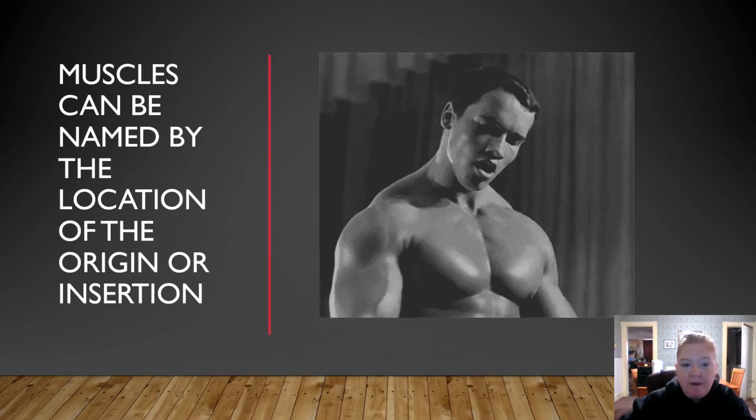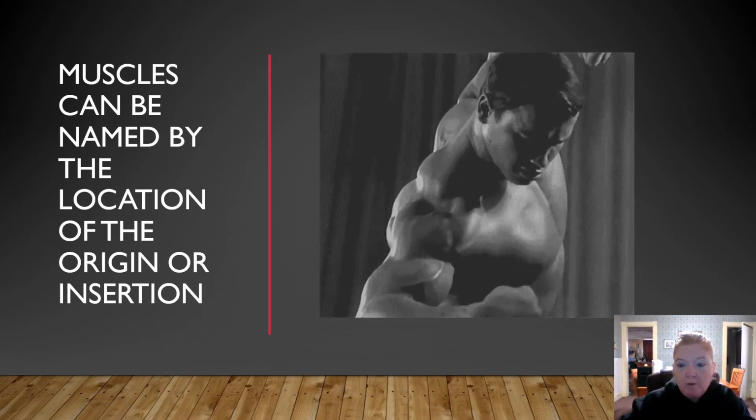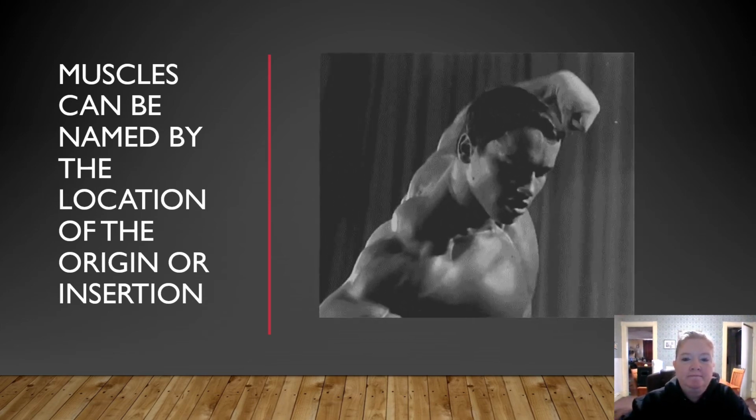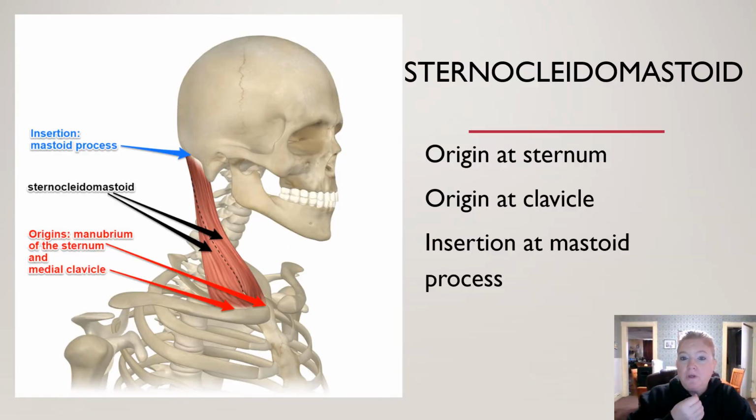Muscles can be named by the location of the origin or the location of the insertion, or both. So the sternocleidomastoid, okay, one of the origins is on the sternum, one of the origins is on the clavicle, and the insertion is on the temporal bone at a point called the mastoid process. So sternocleidomastoid.